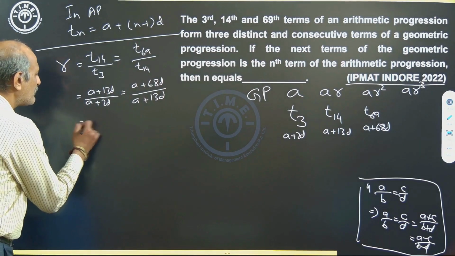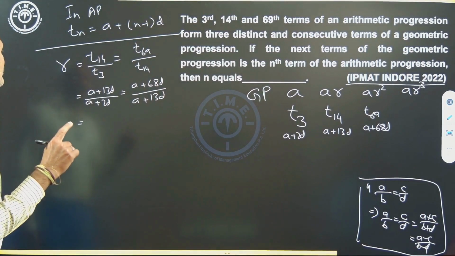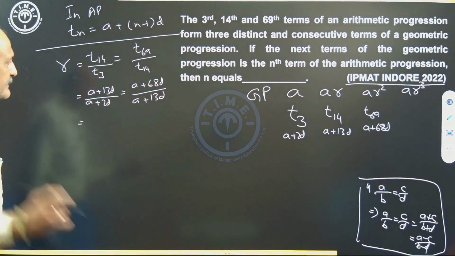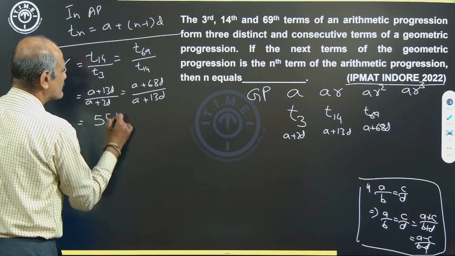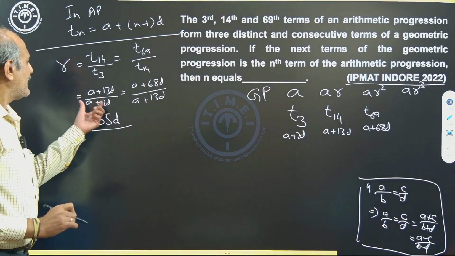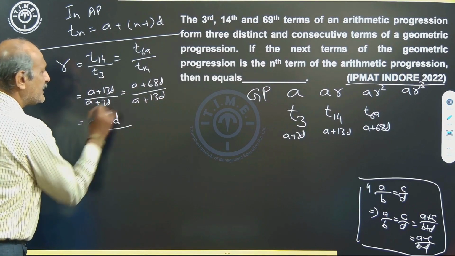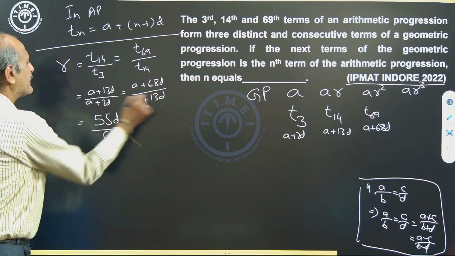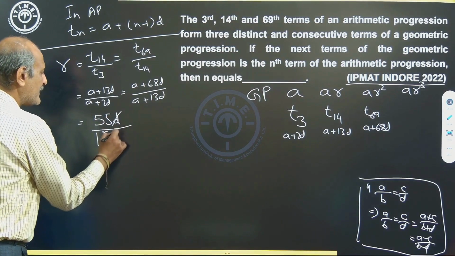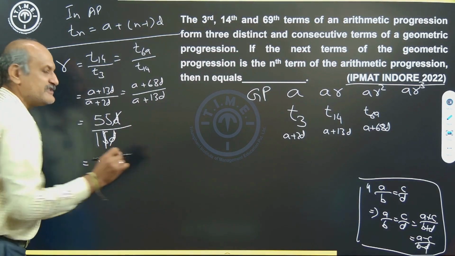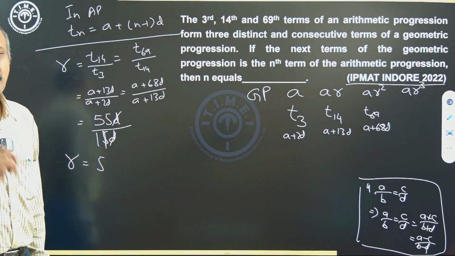Now see, the difference of numerators is 68D minus 13D, which equals 55D. The difference of denominators, A plus 13D minus A plus 2D, is 13 minus 2, which equals 11D. So 55D divided by 11D equals 5. So what did we find? We found that R is equal to 5.